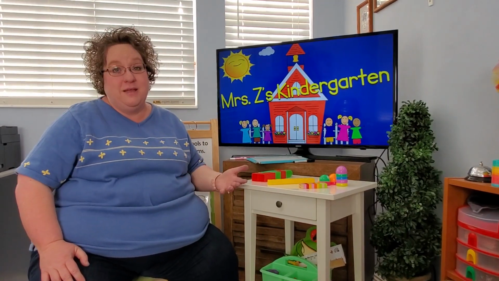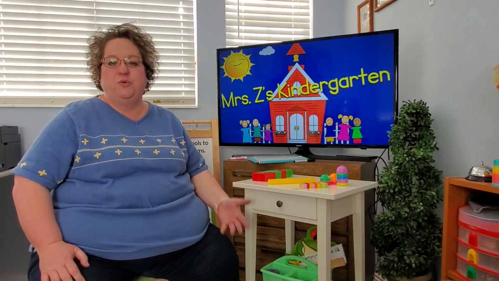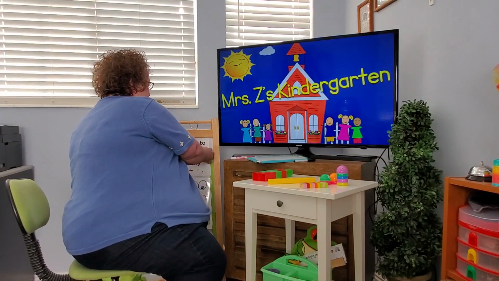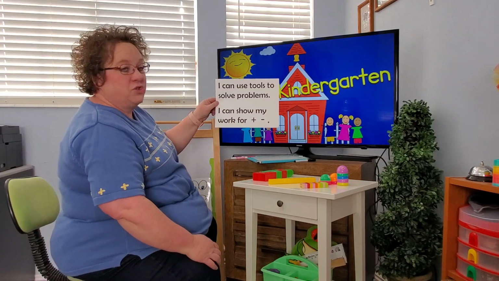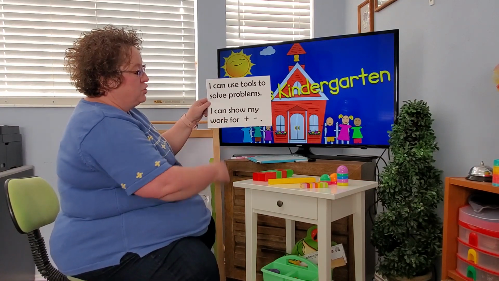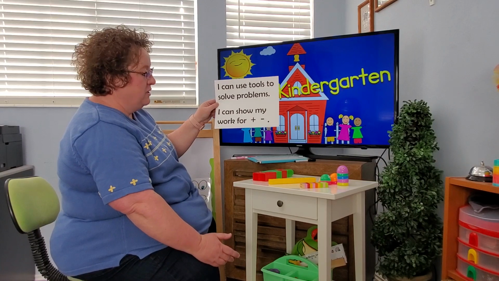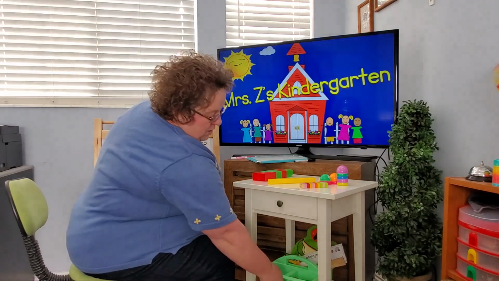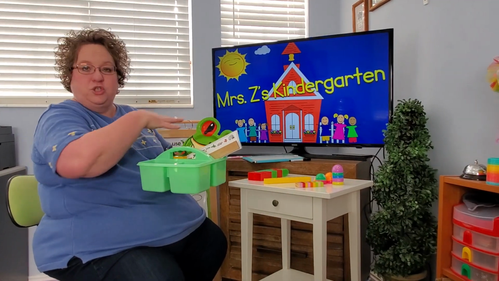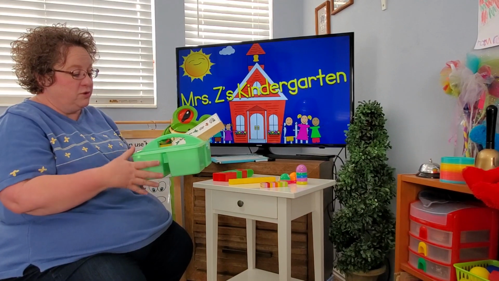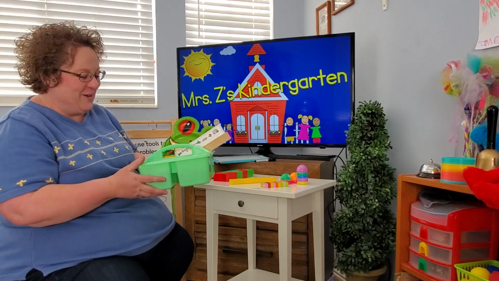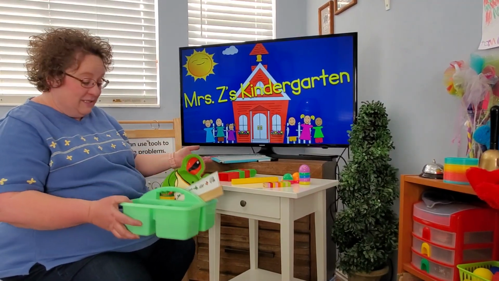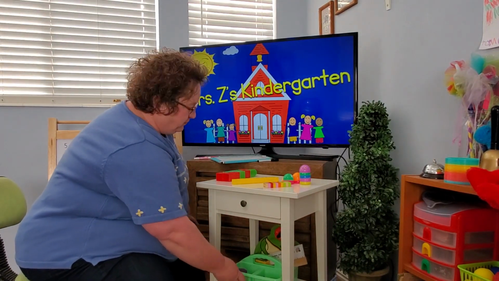Remember, we've been checking in this week and learning about the tools that we can use to solve math problems. Remember, our learning goal was I can use tools to solve problems, and I can show my work for addition and subtraction. And that's what we're checking in all week. We're pulling out that toolbox, finding all of these great things that you can use to solve problems. And we had this full toolbox. And so far, we've talked about two. We're going to talk about another one today. I think you'll really like this one.